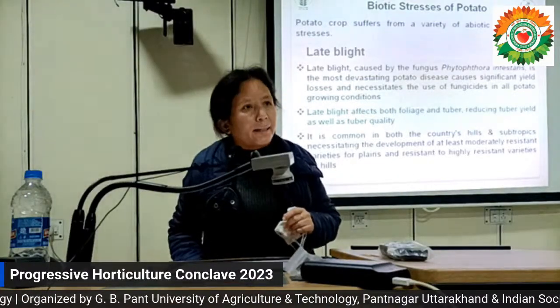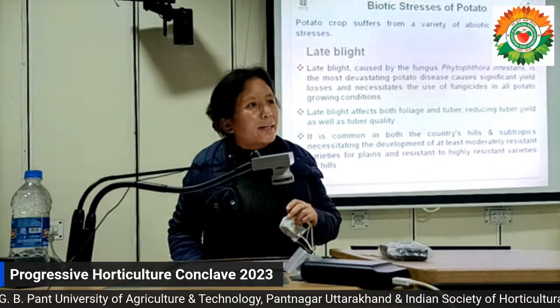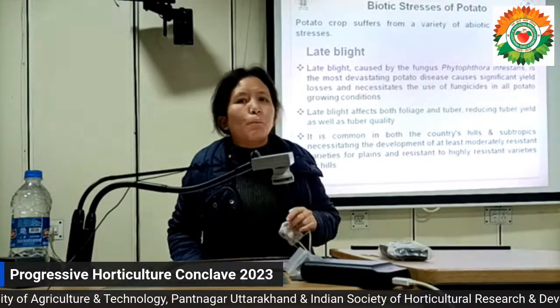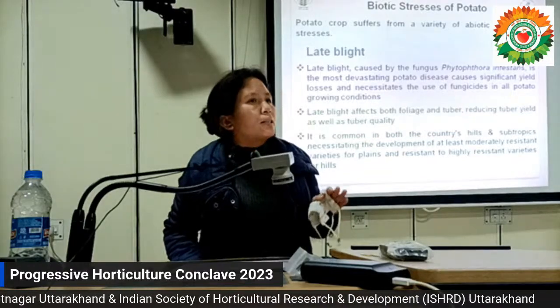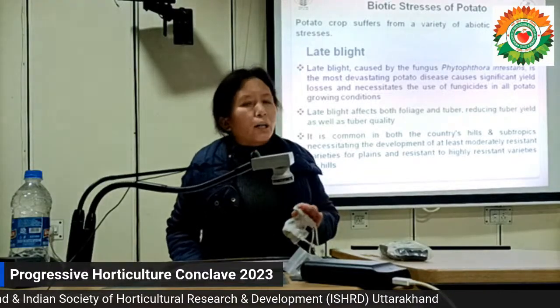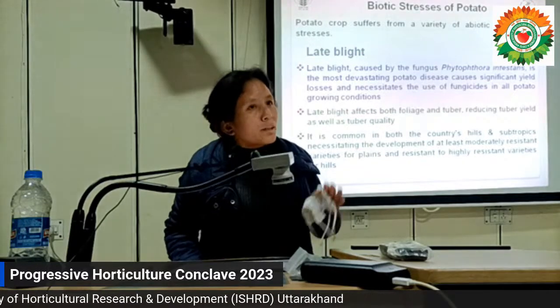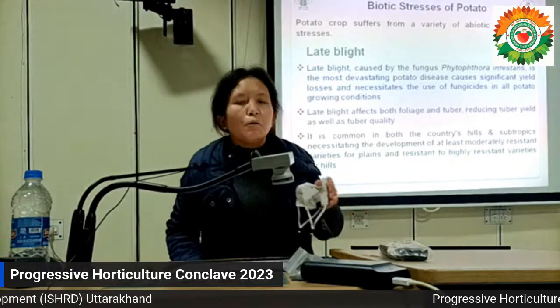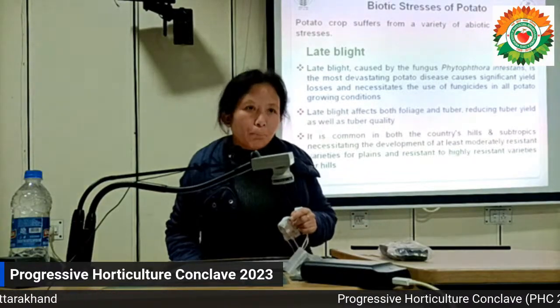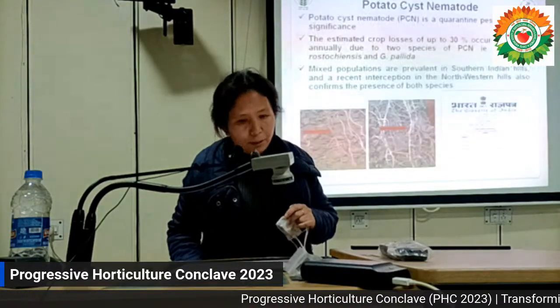a variety of biotic and abiotic stresses. Among that, late blight is very peculiar, and it is still known for the Irish famine, and it is still prevalent in both the temperate as well as the tropical and subtropical parts of our country where potato is grown. So there is a need for at least highly resistant to resistant varieties for the hill breeding, while moderately resistant varieties for the subtropics where 90% of potato is cultivated.